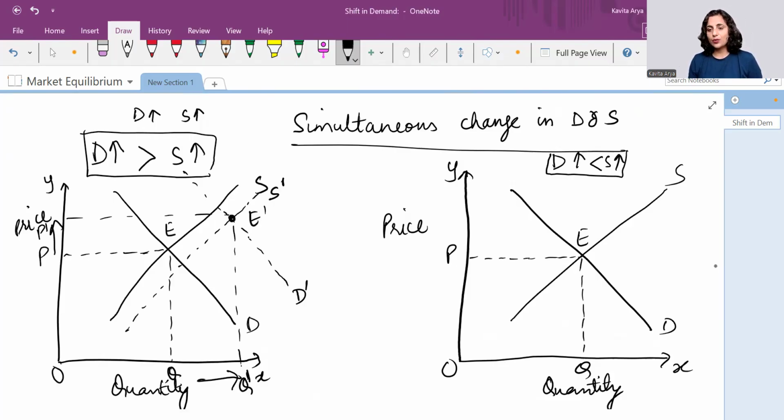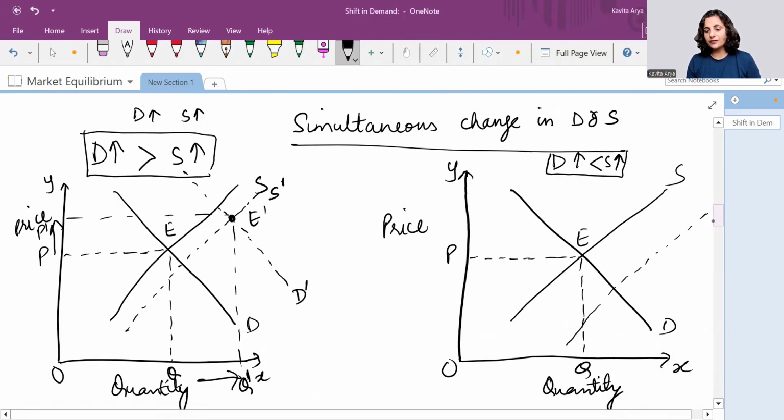Now, the other case: if demand is increasing and supply is also increasing, but supply is increasing more. Let us show it. I'm showing a rightward shift of supply with a wider strip and a narrow strip of demand this way. So what is the result? This is D dash, and this intersection point becomes E dash. And where is it lying? It is showcasing a higher quantity, but a lower price.